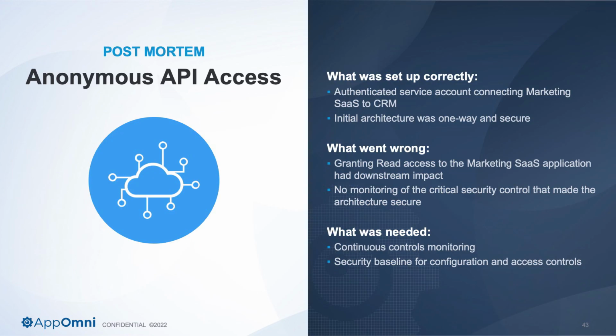So what was set up correctly here was having a dedicated service account and having that one-way write architecture. That is secure. That's a great way to build this. But what went wrong is you had two different systems, and there was one privilege that made it secure: that lack of a read operation. And by granting that read access to your marketing SaaS, the whole architecture went from secure to completely insecure.